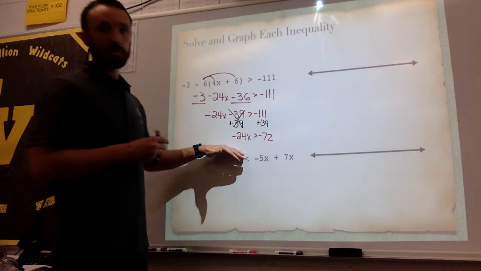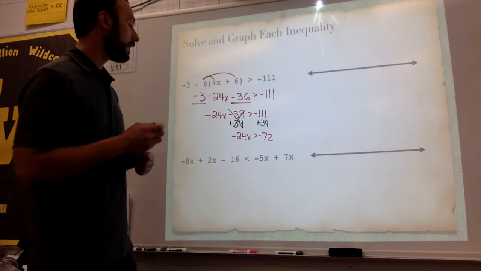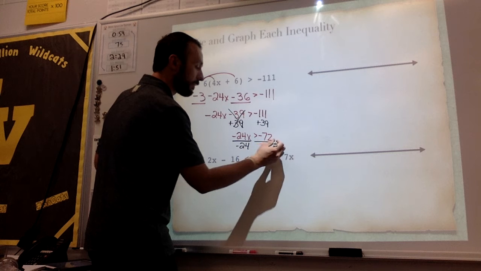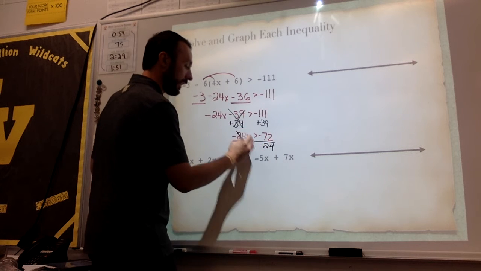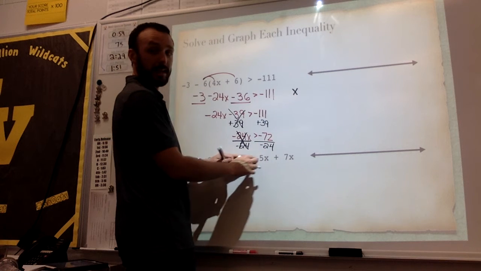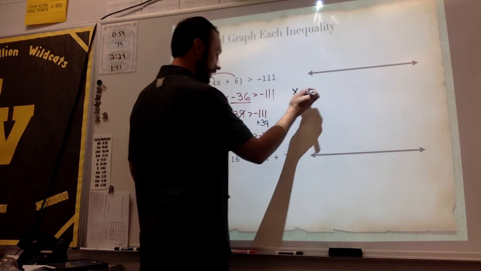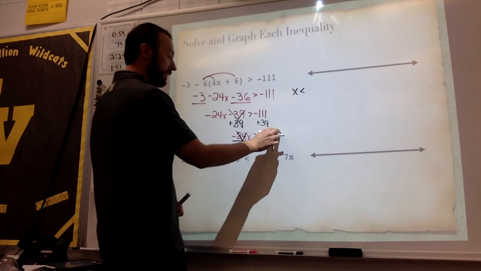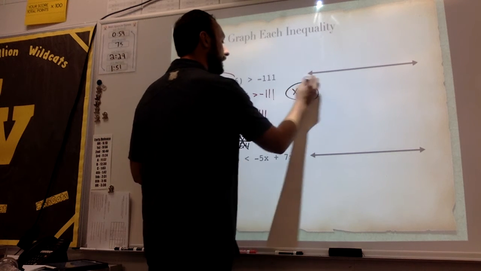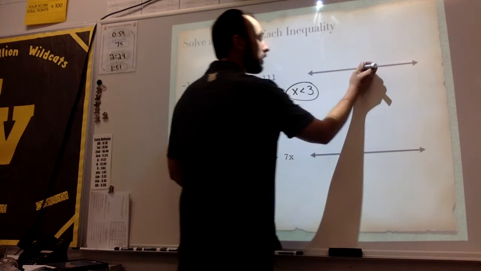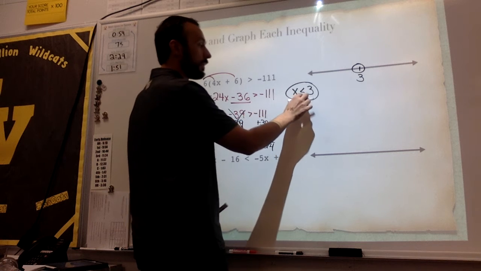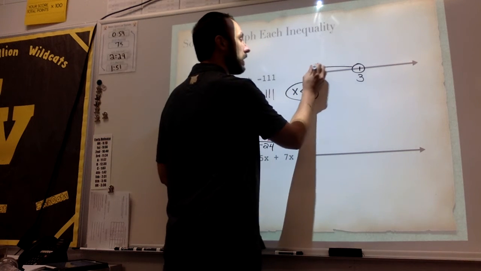I've isolated the variable term. Now I need to isolate the variable itself. So I'm going to divide both sides by a negative 24. Those cancel out. I'll be left with x, and because I divided both sides by a negative number, I need to flip my inequality sign. Is less than, and negative 72 divided by negative 24 would be a positive 3. So I'm left with x is less than 3. Mark my 3, circle it. I do not fill it in, do not shade it in because there is no equal sign there, and this would go to my left.